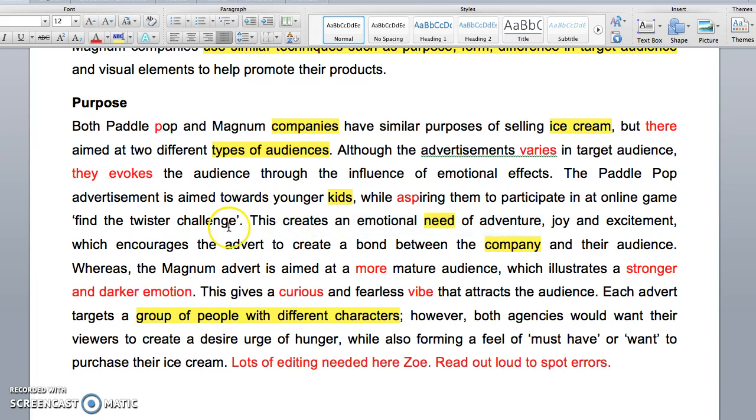You could say yes, that it's creating or building an emotional desire. It's not a need, it's a desire for adventure, joy, and excitement in its young pre-teen 21st century target audience. And it's not between the company, it's actually between that product.